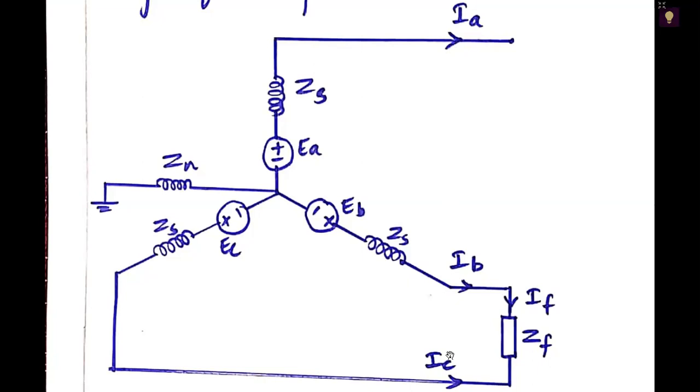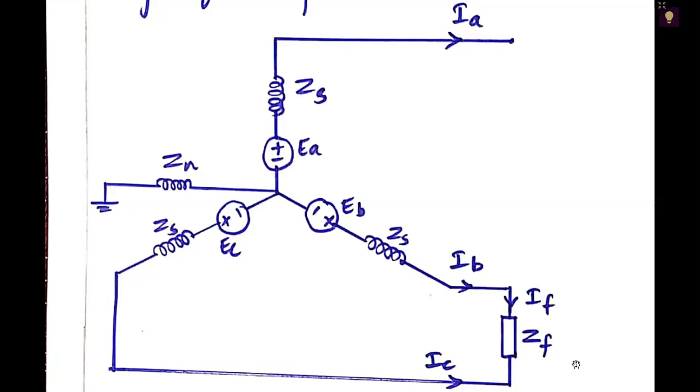It's an unloaded generator, and let us assume the line-to-line fault occurs between the terminals B and C. Since it is through fault impedance, we consider a fault impedance ZF between the fault points B and C.